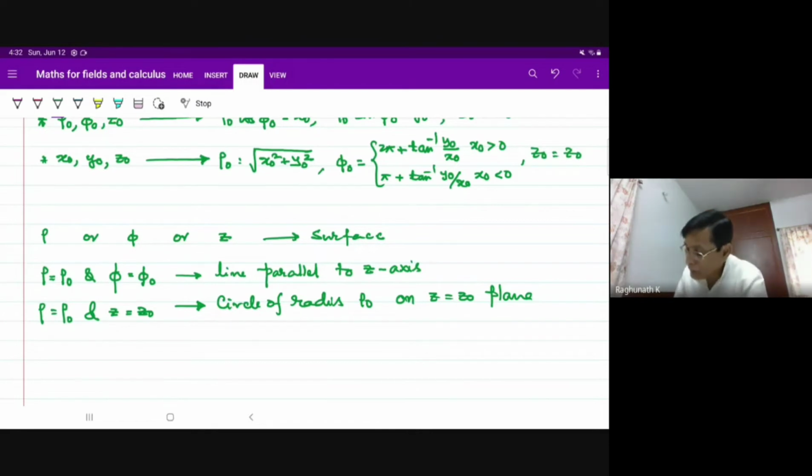Next, phi is equal to phi naught and z is equal to z naught. I think I've taken all the possible combinations: rho, phi, z. If phi is equal to phi naught and z is equal to z naught is given, try to visualize. Phi is equal to phi naught cut by z is equal to z naught.